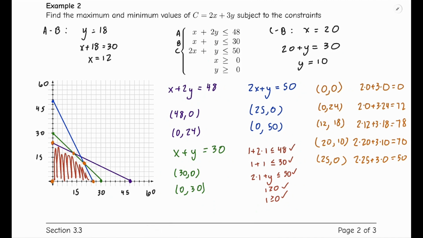So now we need a maximum and a minimum. So our maximum value is 78 and our minimum value is 0. So C has a max of 78 at 12, 18 and a min of 0 at 0, 0. And that's how we do that problem.